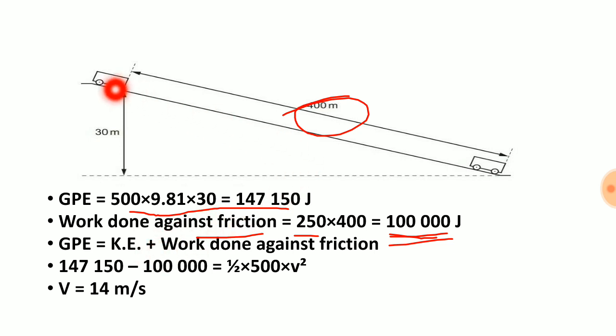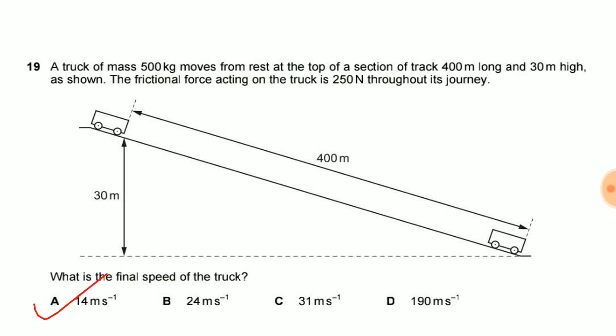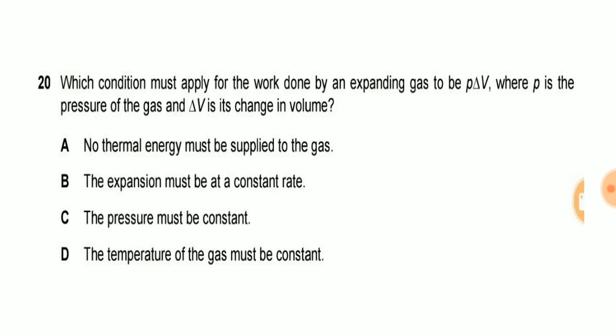We know the mass of this. Now on solving this, we will get our velocity. Our velocity will be 14, and 14 is in option choice A. Option choice A is the correct answer for question number 19. Now let us see question number 20.